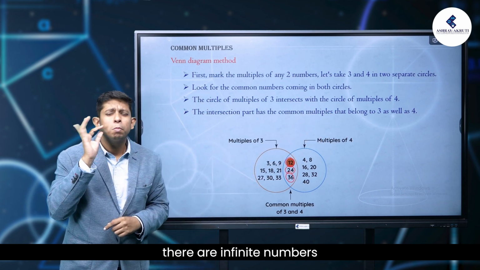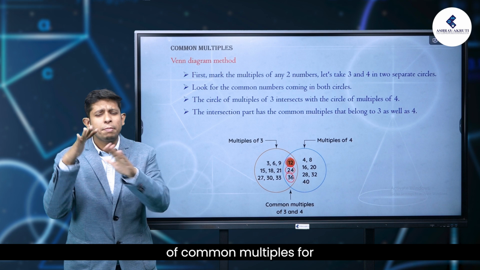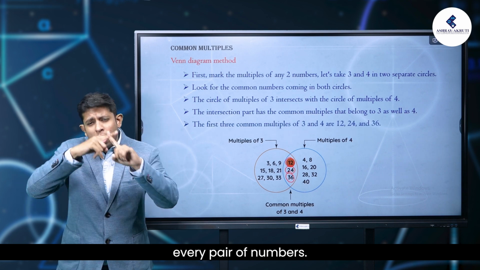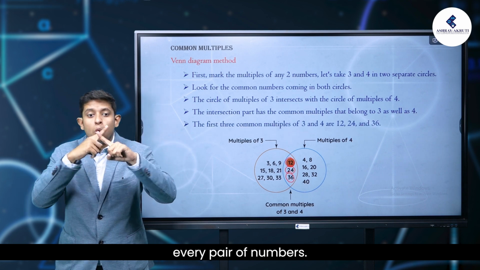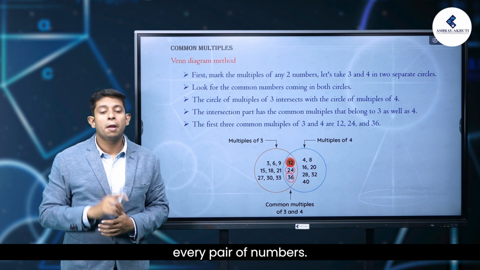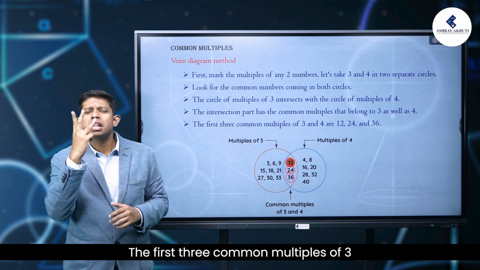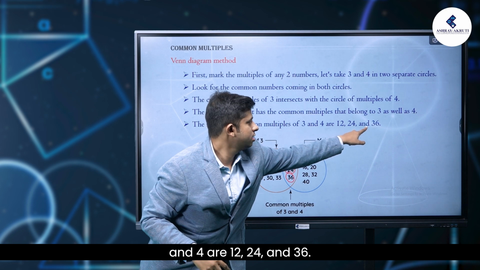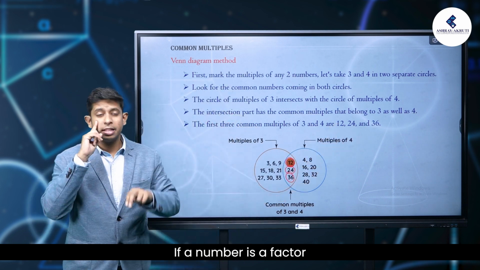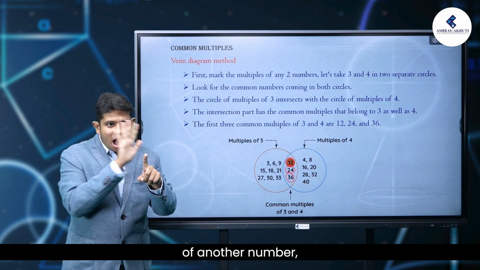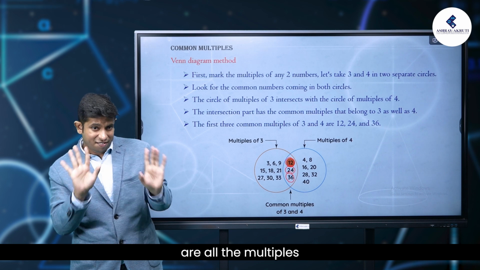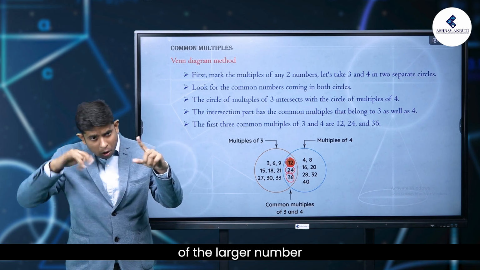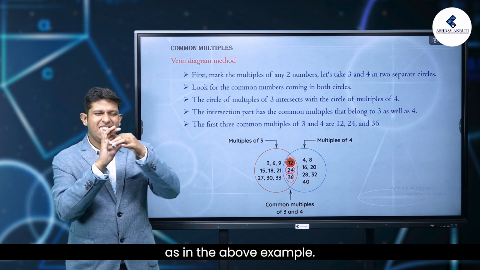Please note that there are infinite numbers of common multiples for every pair of numbers. The first three common multiples of 3 and 4 are 12, 24 and 36. If a number is a factor of another number, then their common multiples are all the multiples of the larger number, as in the above example.